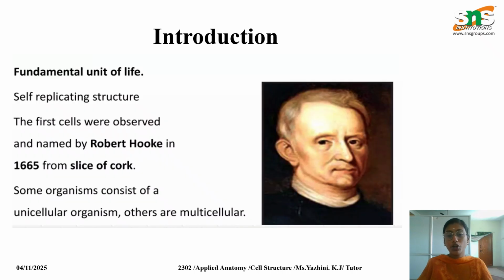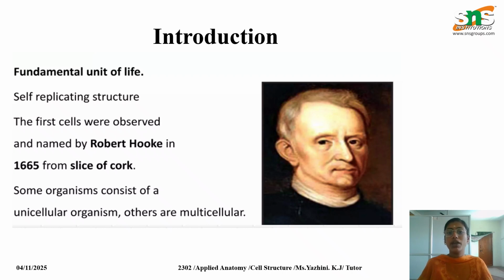The cell is the fundamental unit of life. Every living thing is made up of one or more cells, and cells are self-replicating structures. The first cells were observed by Robert Hooke in 1665, when he looked at a thin slice of cork under a microscope and saw tiny compartments, which he called cells, like monks' rooms. Some organisms are unicellular, like bacteria, while humans are multicellular, with trillions of specialized cells.